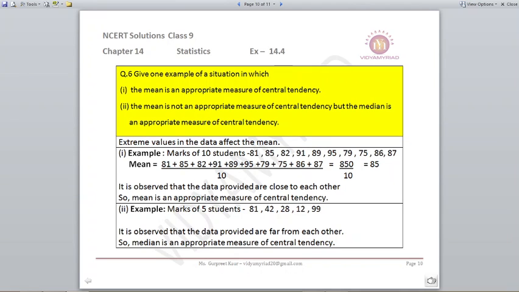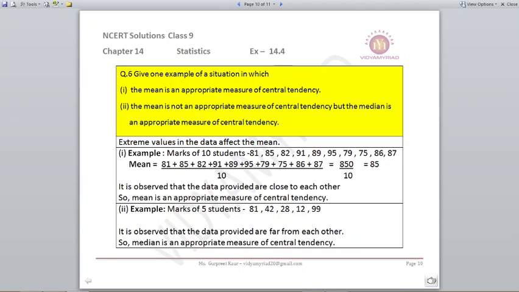Question number 6. Give one example of a situation in which the mean is an appropriate measure of central tendency. In the case of mean, there should not be extreme values or far away values. That means they should be close to one another. For example, here I have taken the marks of 10 students. Some are in the 80s, some are in the 90s, some are in the 70s. So all are closely related, not very far away. So I can easily find the mean by adding them all together and dividing by 10. My mean comes out to be 85.